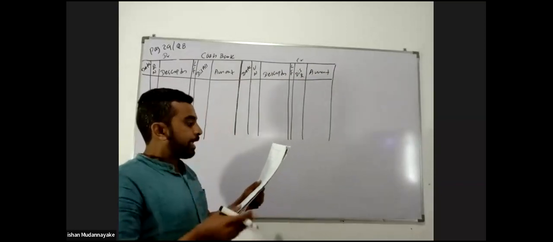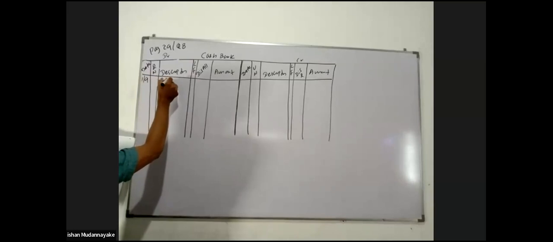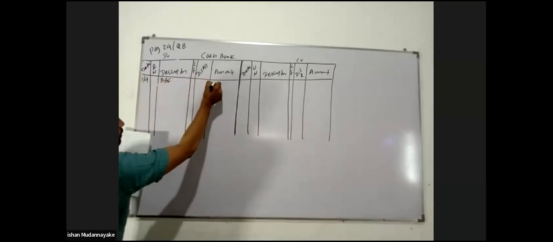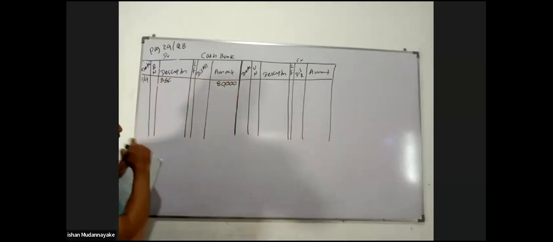Right. Cash book opening balance, 1st September. Cash book balance brought forward how much? 80,000. Cash book balance brought forward 80,000.